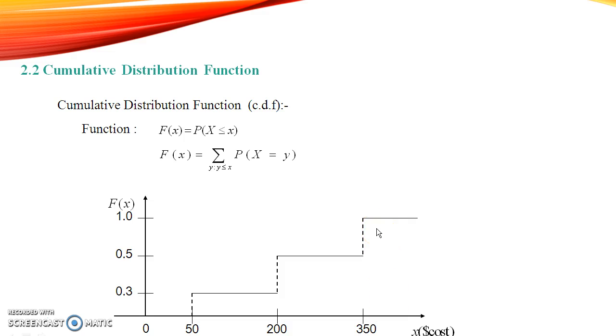Next is the cumulative distribution function. Why is the distribution function used? When we have to calculate the value up to a limited point, the cumulative distribution function is used, and it is given by F(x) = P(X ≤ x). When we have to calculate the probability of values less than or equal to x, the cumulative distribution function is used. F(x) = summation over y ≤ x of P(X = y). The cumulative distribution function is shown in the diagram like this.